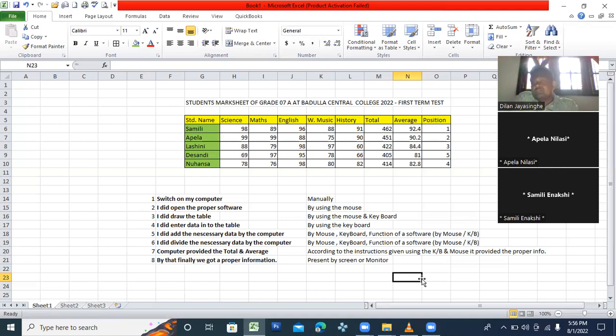Using keyboard and mouse, I did arrange the particular functions to be worked properly. Then after, I did apply the same function into other cells. I did apply and show the same functions to the other cells to the computer.